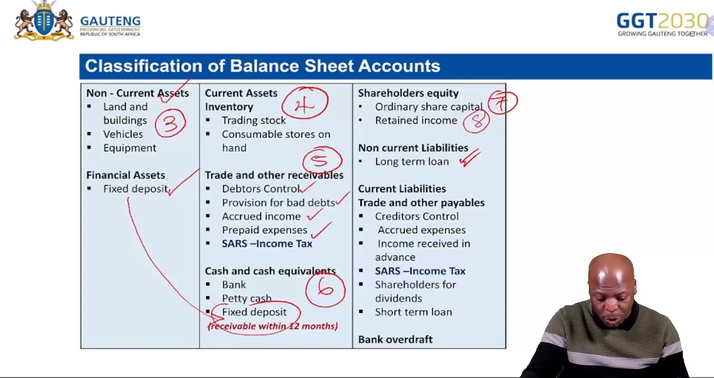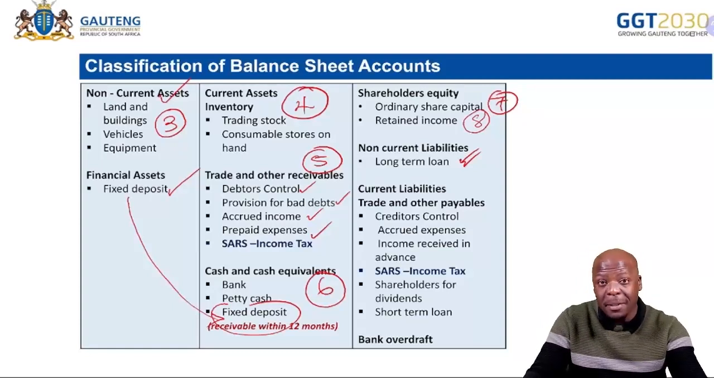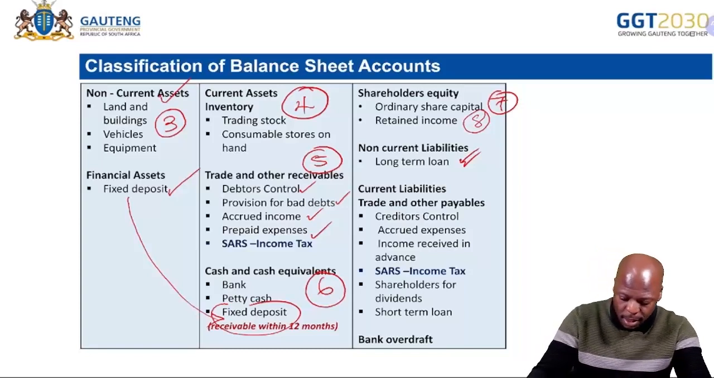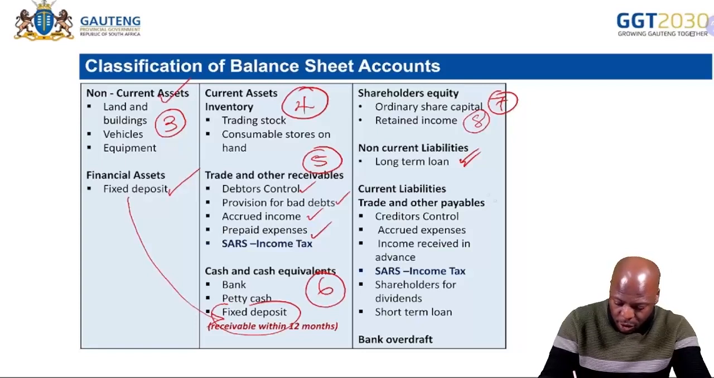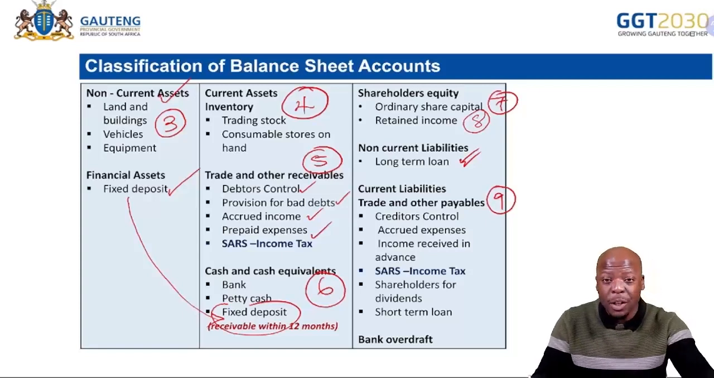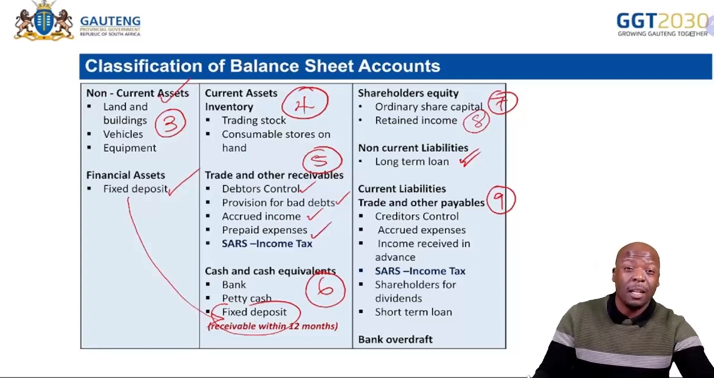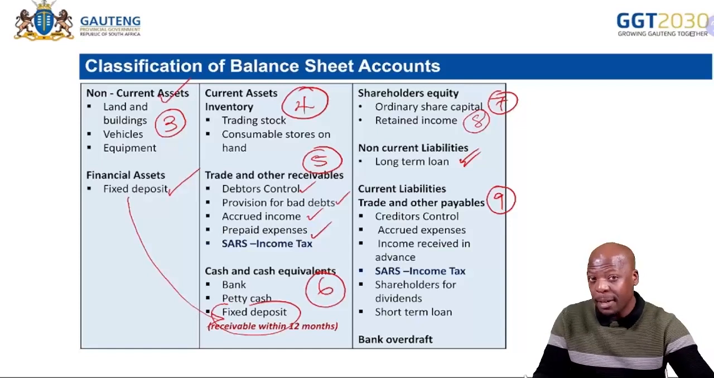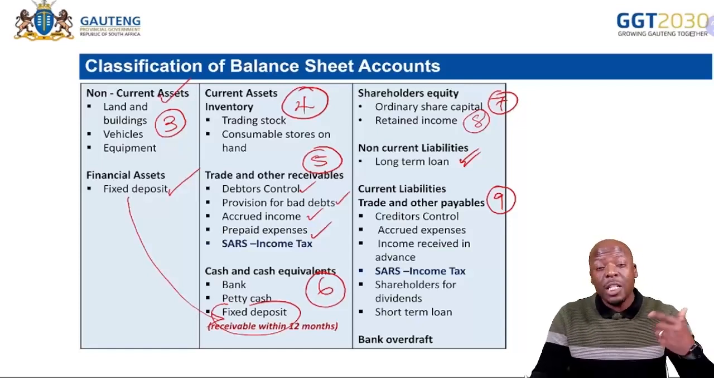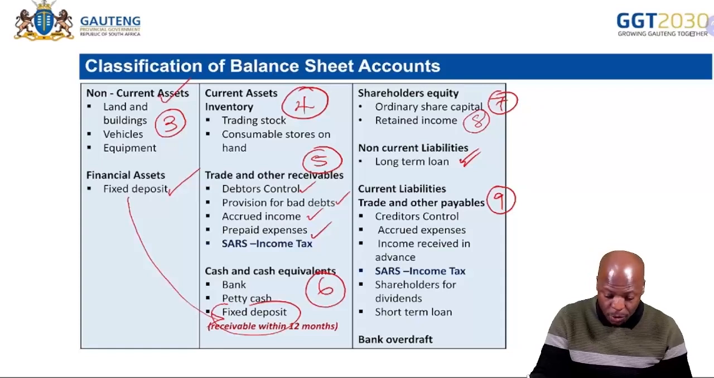And the last group, which I'm going to talk about, are current liabilities. What does that mean? These are liabilities that exist for 12 months and less. Current, remember what I said. And therefore, the first one here is your trade and other payables. All right. And then trade and other payables is your note number 9. Trade and other payables becomes note number 9. And then you will find that you're going to have your creditors control, your accrued expenses. These are expenses that we should have paid, but have not yet paid. So they become accrued. We still have to pay them. Hence, you find them under accrued expenses.